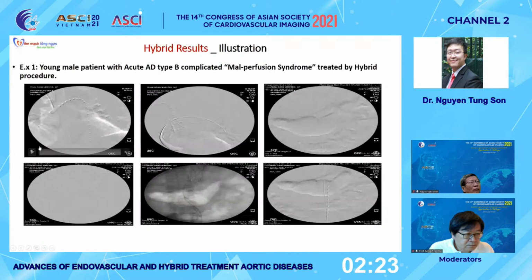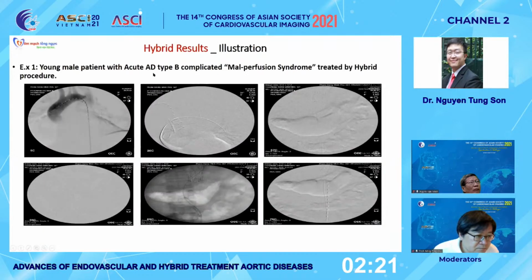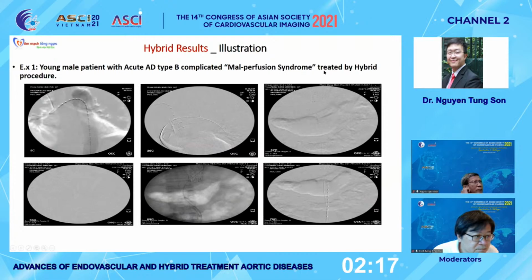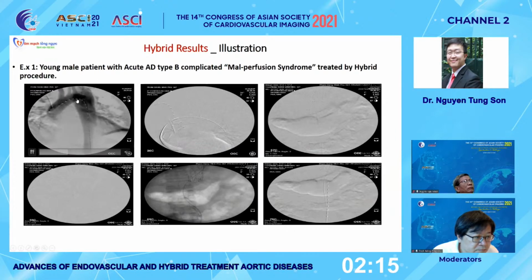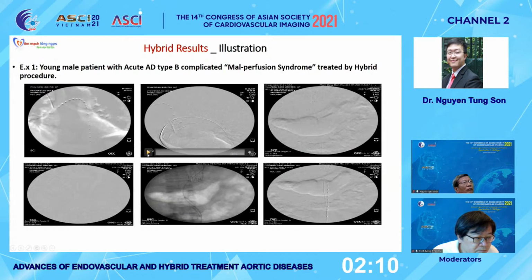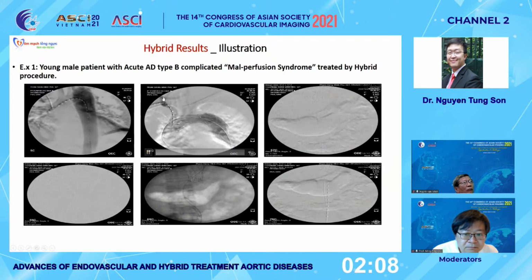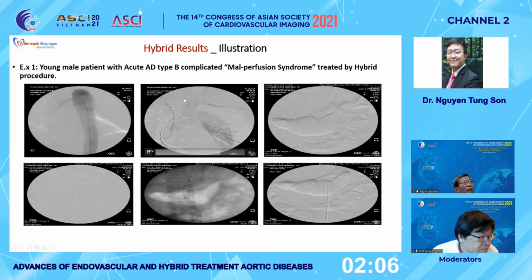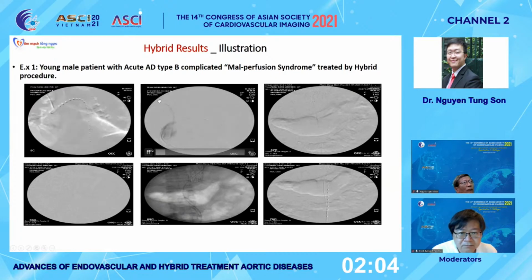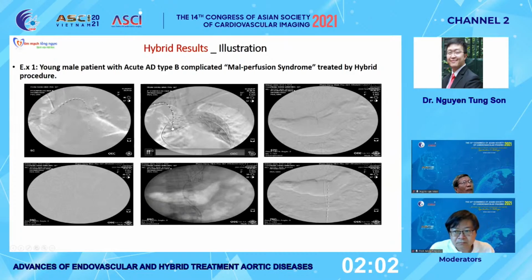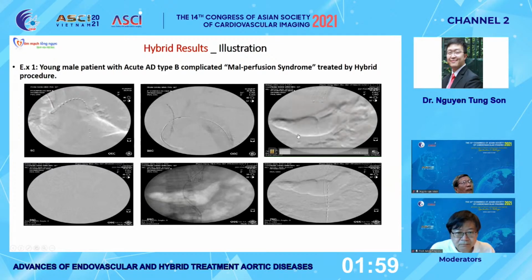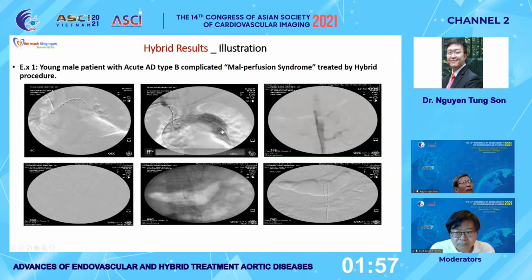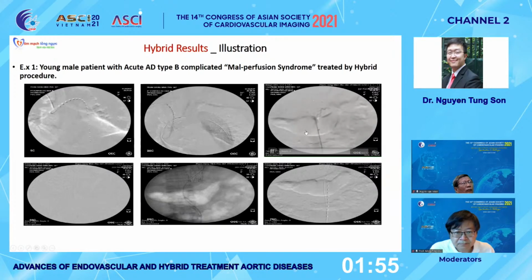And in some case, you can see that this patient is a young patient with acute type B complicated by malperfusion syndrome, which is by, you can see that there is a last entry tear like here, and I do a carotid bypass hybrid procedure from the right carotid to the left carotid, and I put a stent graft. After putting a stent graft, you can see that I lost my left renal from the true lumen.